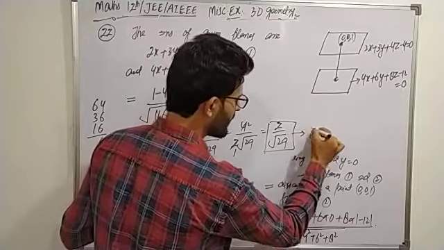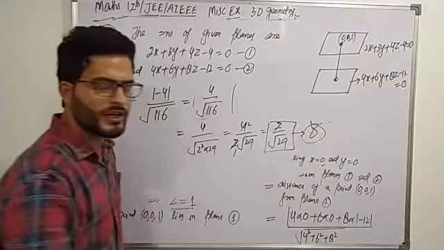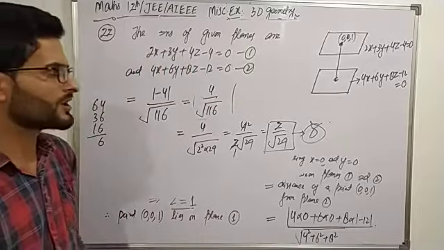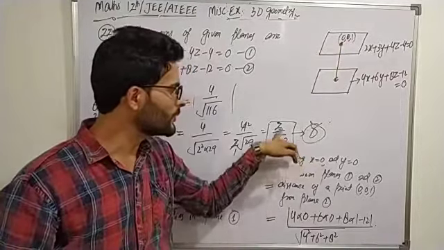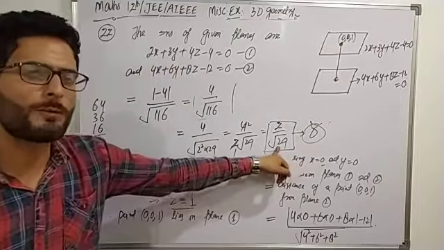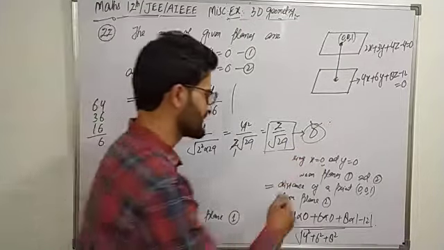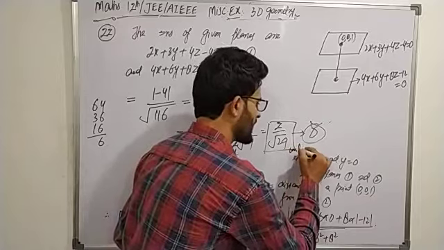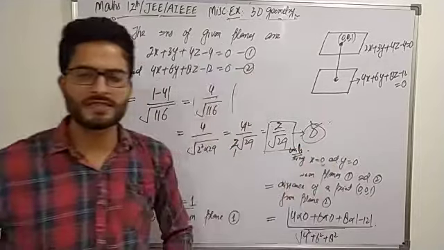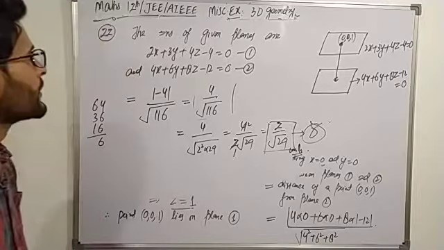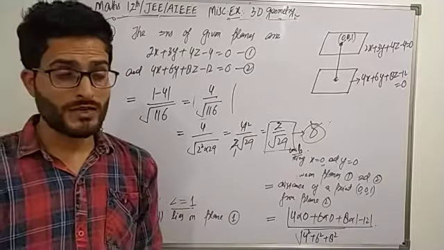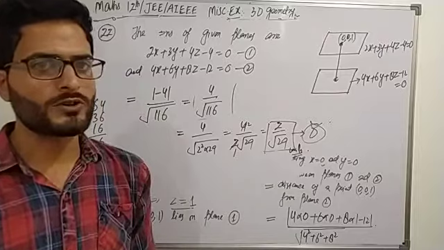So D, according to the question, D option is the correct option. Means the distance between these two planes must be equal to 2 divided by square root of 29 units. So 2 divided by square root of 29 units must be the distance between these two planes. So all about question number 22. That was an objective type question.